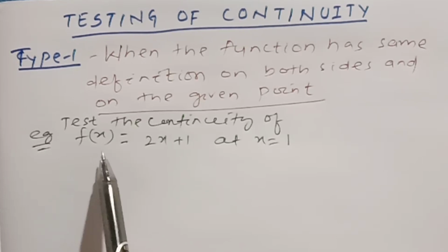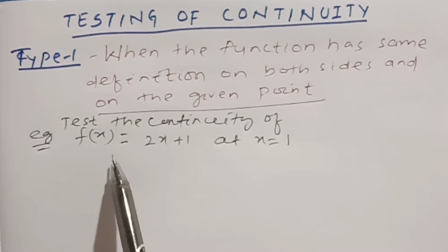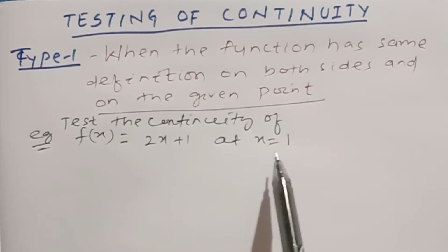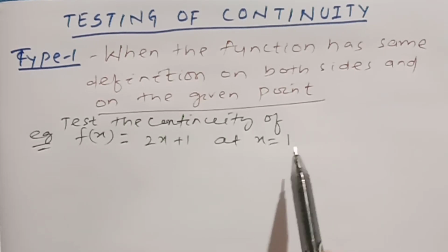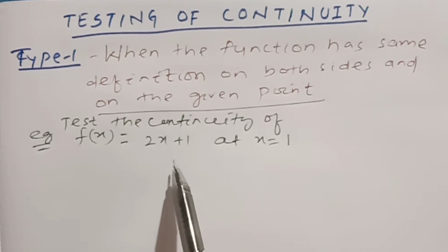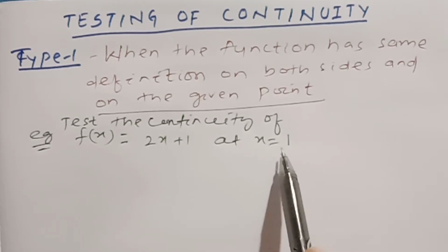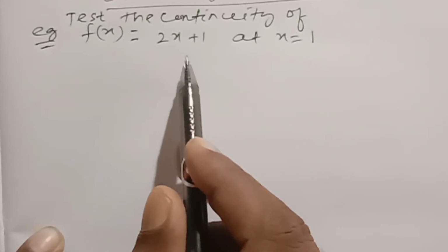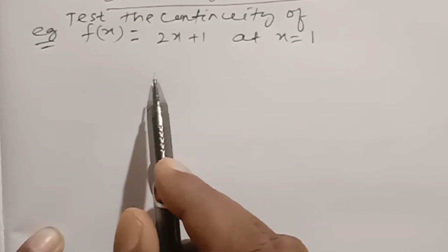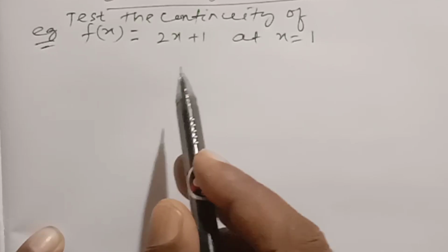So the value of the function is 2x plus 1, and this is the value of the function at x equal to 1, left of x equal to 1, and right of x equal to 1. So this is the only value of the function which is on the point and on both sides of the point. If only one value of a function is given, then you have to find the functional value and the limiting value from that point.